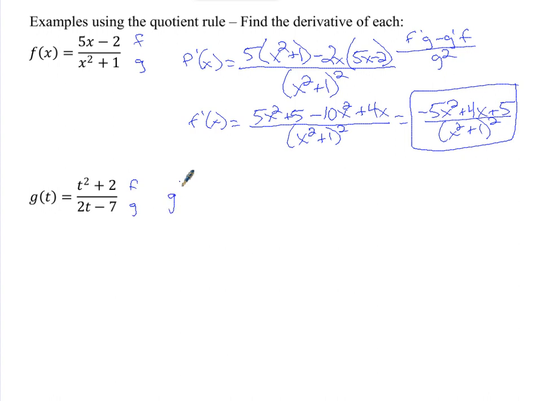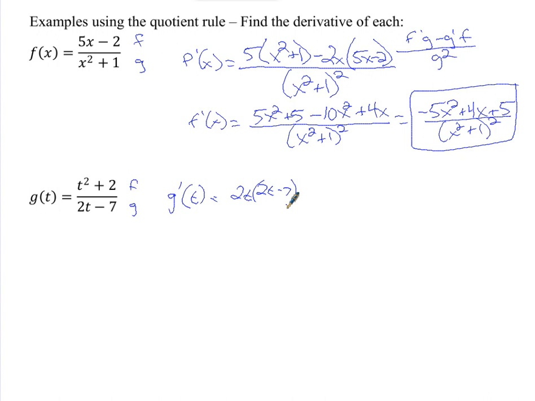So g prime of t will be, f prime is 2t times the original g, which is 2t minus 7. It's just fun to say. Absolutely. Next. What? The original g? Yeah. I don't know. Just fun to say.